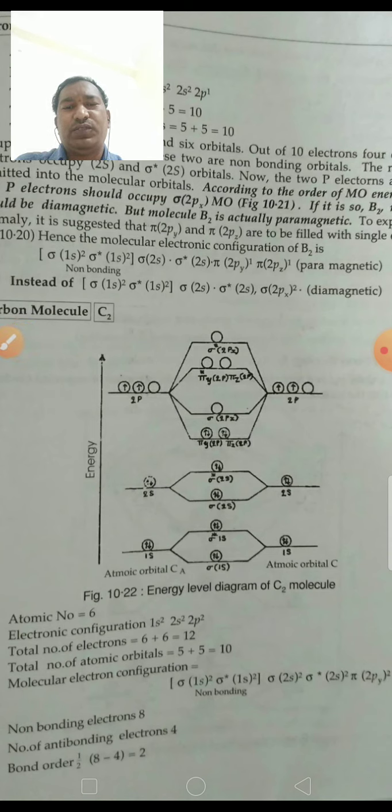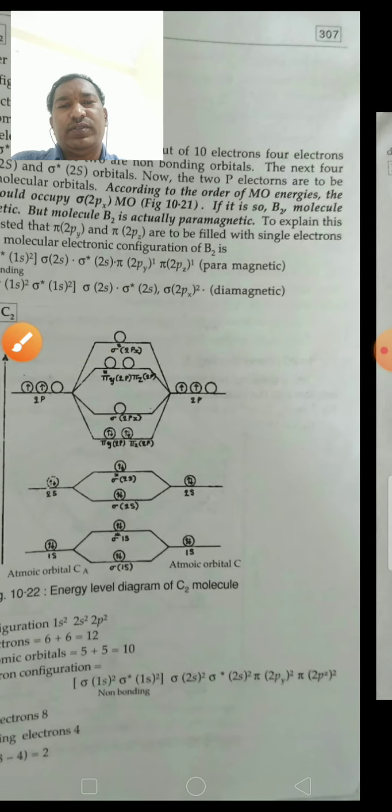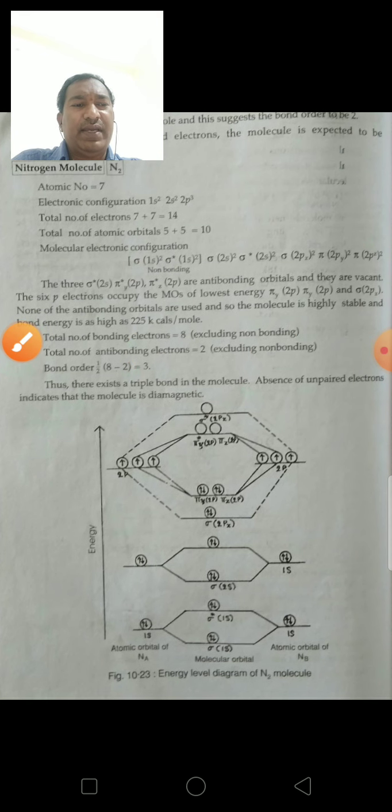See here, sigma 1s has 2 electrons, sigma star 1s orbital is filled with 2 electrons, sigma 2s molecular orbital is filled with 2 electrons, sigma star 2s molecular orbital is filled with 2 electrons. So pi 2py, pi 2pz both have 2 electrons. These two orbitals are the same energy orbitals. So the final 12 electrons are filled like that. So there are no unpaired electrons. So this carbon molecule is diamagnetic in nature.